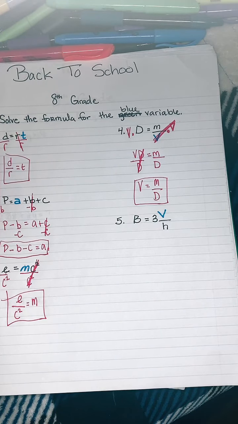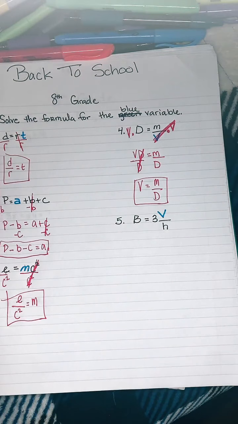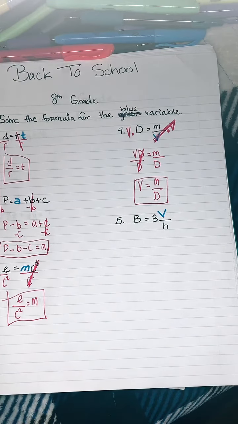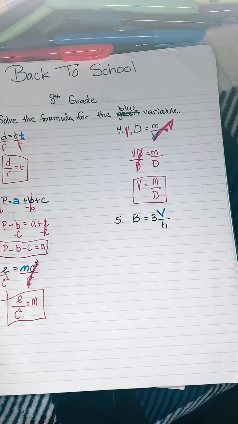Okay, good. Yep, V equals M divided by D. Excellent. All right, this is a little step up. I have exponents coming up, so stay tuned. What do you guys say for number 5? How will we start? Where should we start?